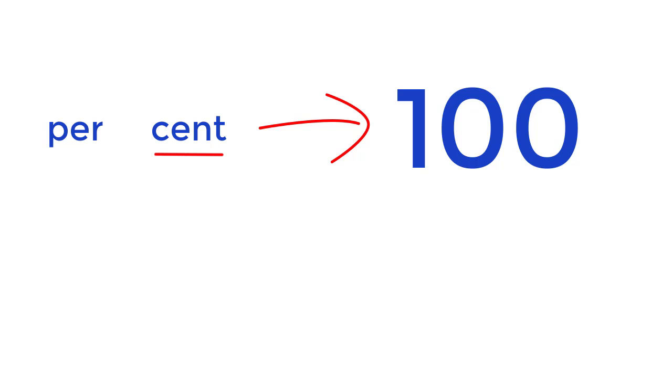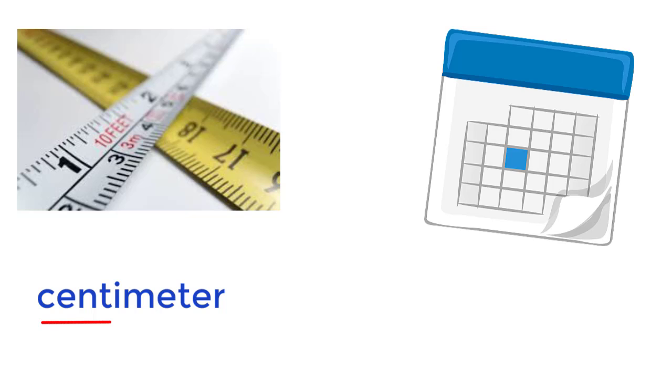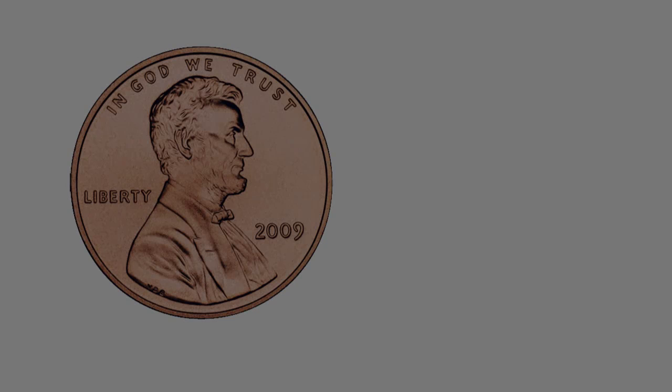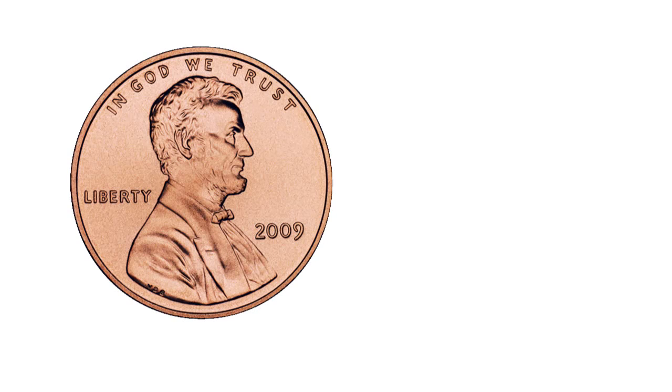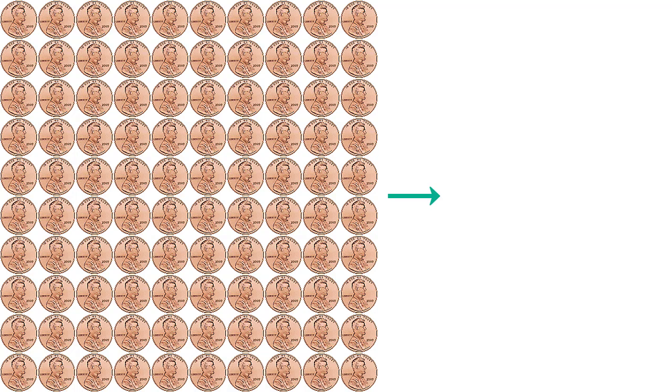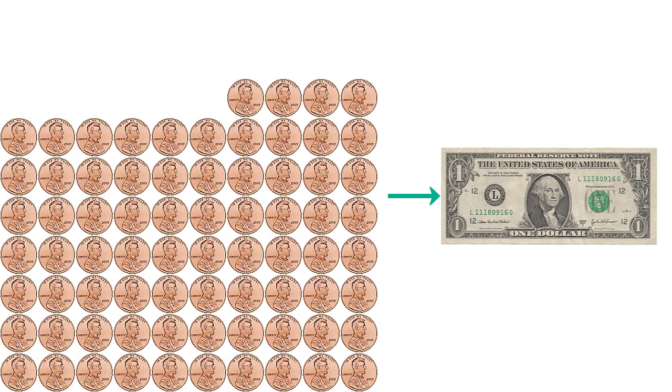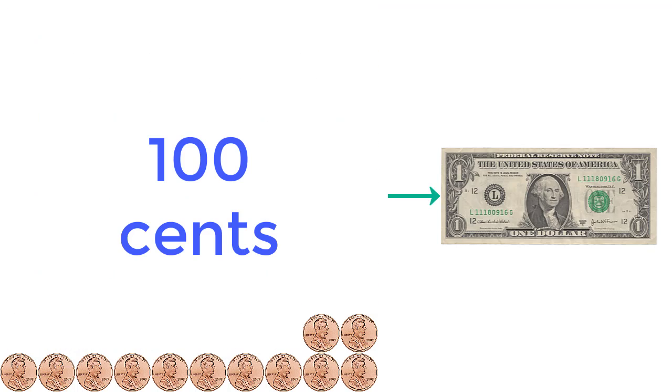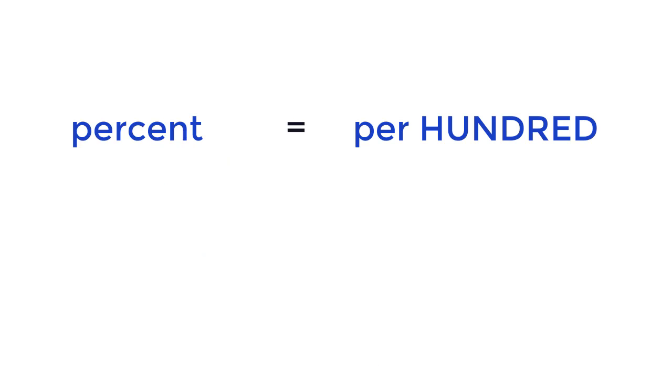For example, when we measure things, a centimeter is 1/100th of a meter. When we say century, we mean 100 years. A more common example is a penny, which is also called a cent. We need 100 pennies, or 100 cents, to make up a dollar. So, percent means per hundred, or out of 100.